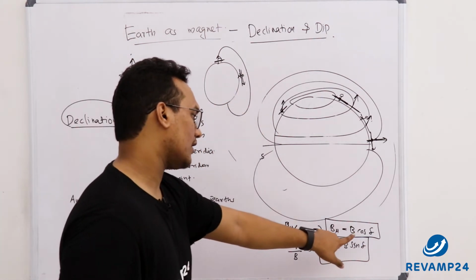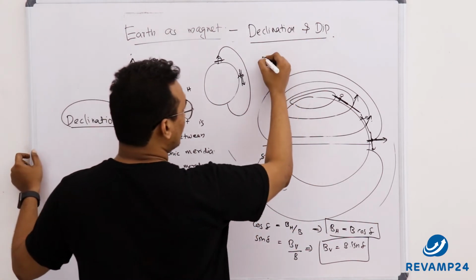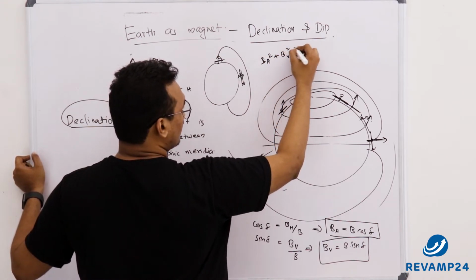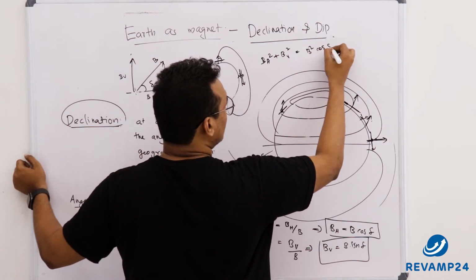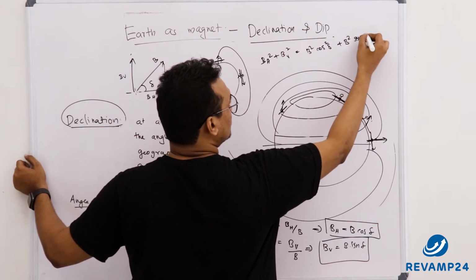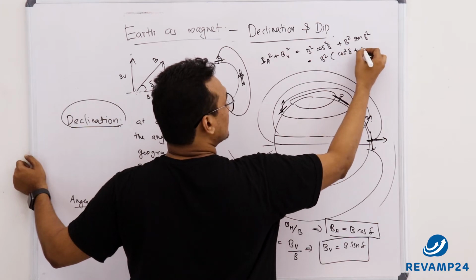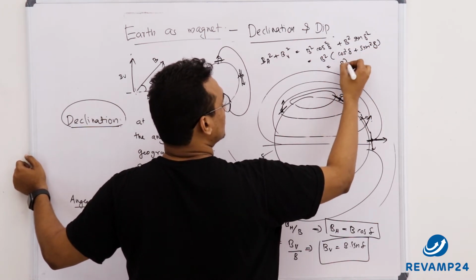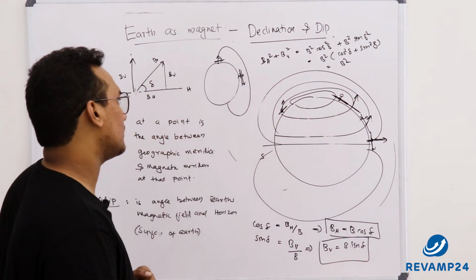Now how can we get the value of B? Just square and add. What will we get? We will get B horizontal square plus B vertical square is equal to B square cos dip square plus B square sin dip square. So B square is common. Cos square theta plus sin square theta, what is it? 1, right? So this is B square itself. So B square is equal to B horizontal square plus B vertical square.